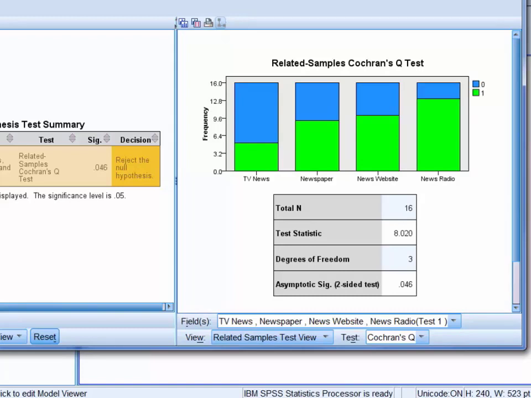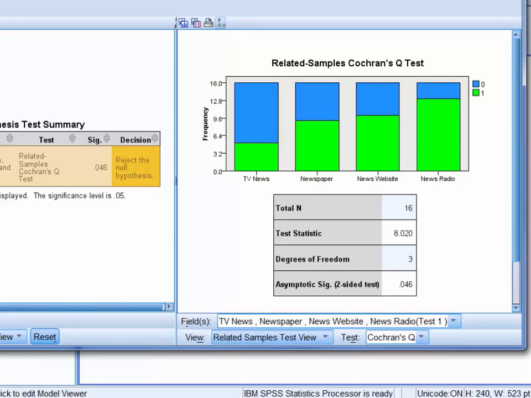Looking at this graph, it appears as though TV news was consumed to a greater extent than the other three types of media. However, we will need to look at the pairwise comparisons before concluding that, for example, a significantly greater number of people watch TV news than listen to radio news.